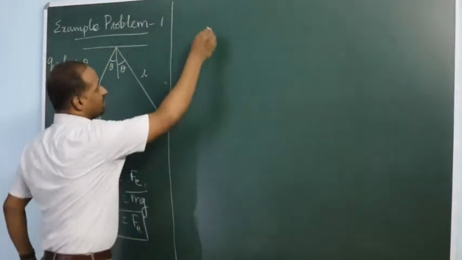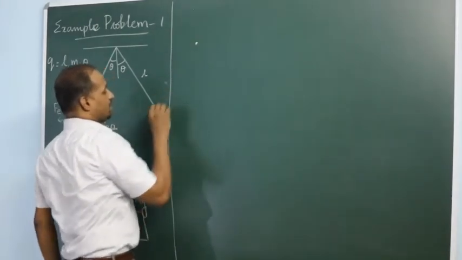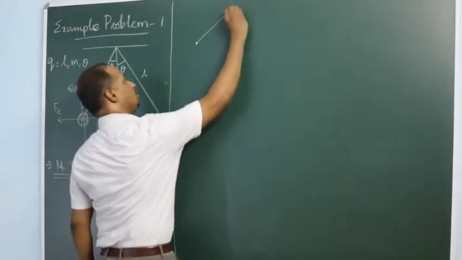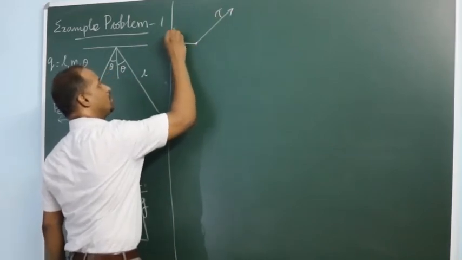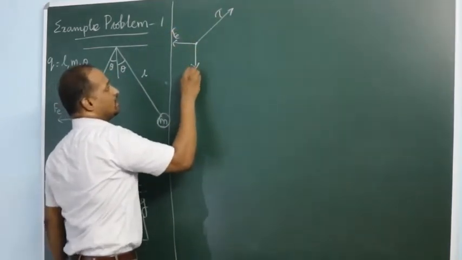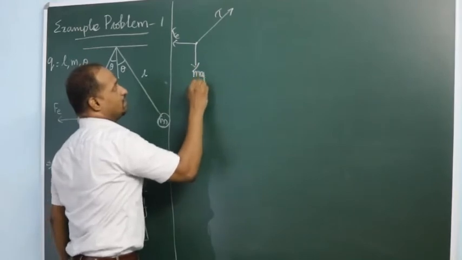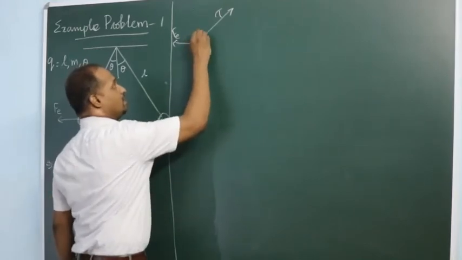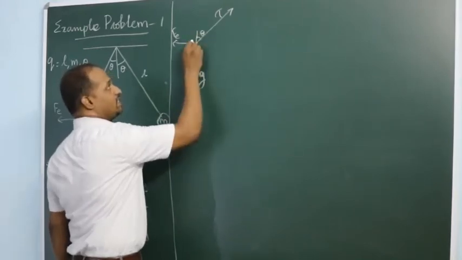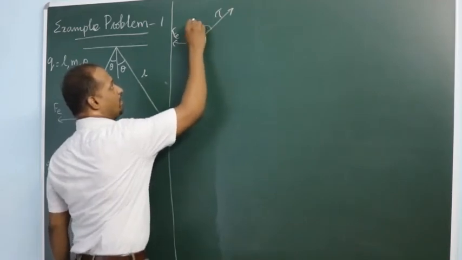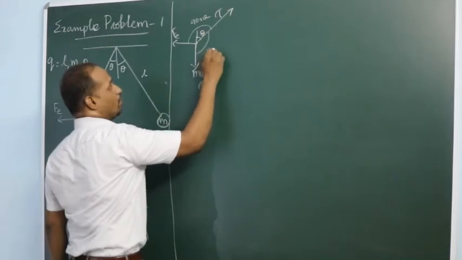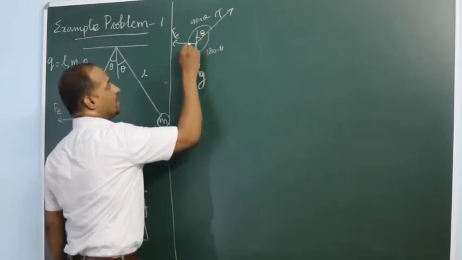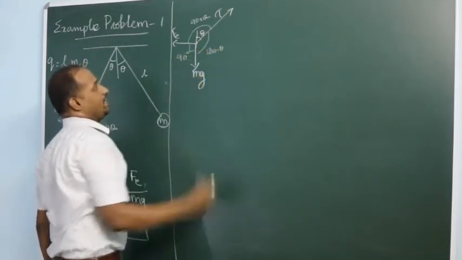In the same fashion, here this is the mass m and this force is tension T and this is electrostatic force Fe. This is the gravitational force mg. And this makes an angle theta with the vertical. If this is theta, this total angle will be 90 plus theta. This angle will be 180 minus theta and this angle will be 90 degrees.